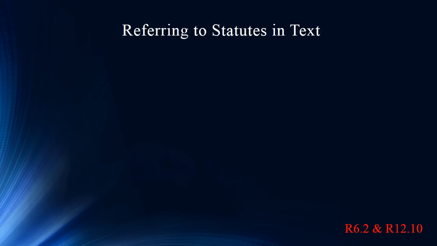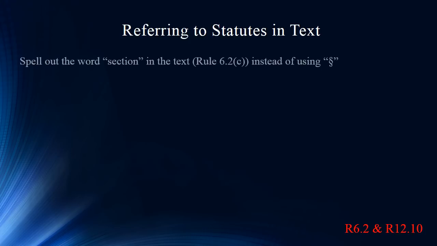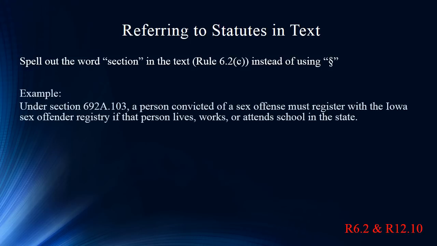With respect to statutes, Bluebook Rule 6.2 sub C provides that you should write out the word section when referring to a statute in text rather than using the section symbol. For example, in this sentence, with a reference to section 692A.103 of the Iowa Code, notice that the word section is written out instead of using a section symbol.